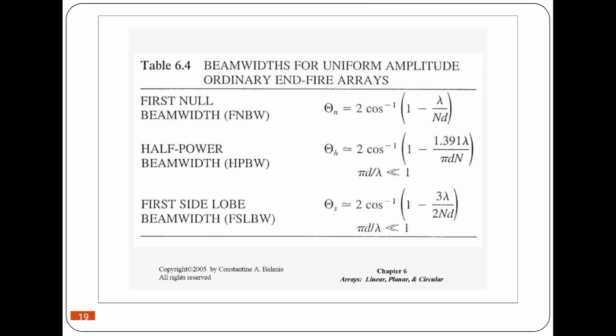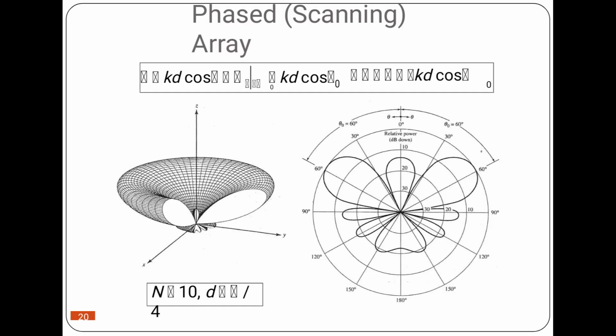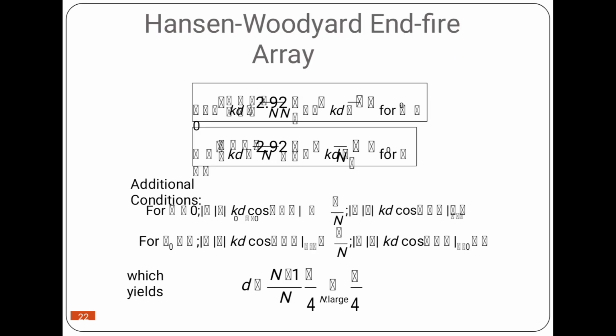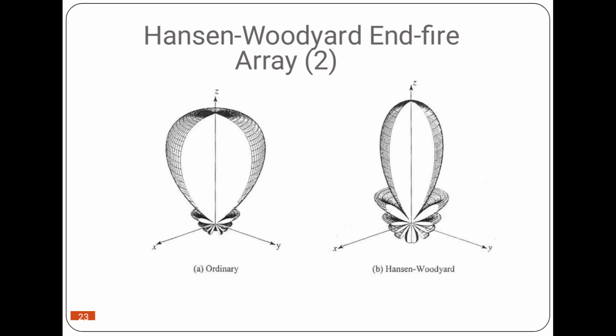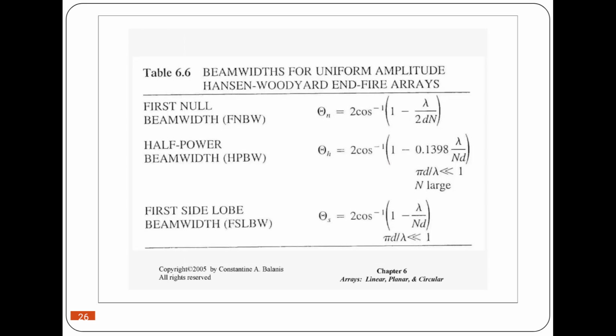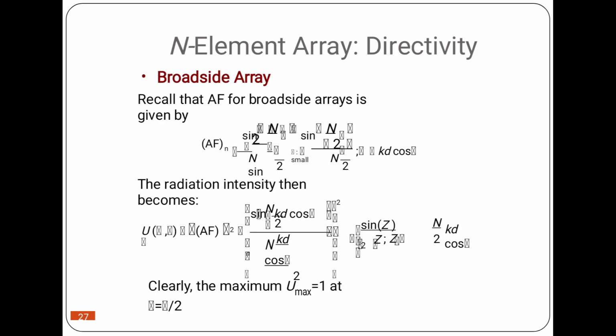In a similar way you will get the ordinary beamwidth for unequal amplitude. For the phased scanning array, you will get different values with respect to kd cos theta. These values are given for the phased array as well as for the Hansen-Woodyard end fire array. The Hansen-Woodyard end fire array will have the ordinary waveform as well as the physical waveform. When drawing the pattern, we can see the variation in these waves. The beamwidth for uniform amplitude will differ, and the first null beamwidth also differs.